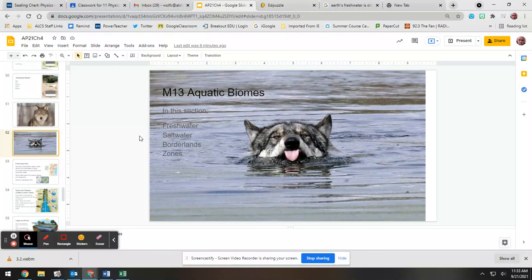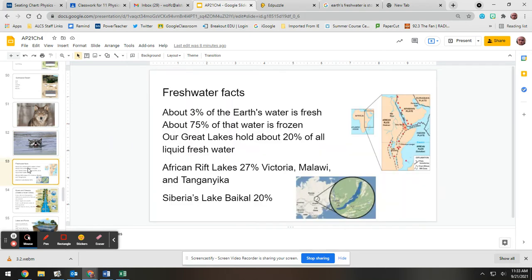All right, here we are. We are talking about aquatic biomes today. And as we look at our aquatic biomes, we're going to start with freshwater and freshwater facts. Of course, you know that only 3% of Earth's water is fresh, and that's a big deal for us because we need fresh water.